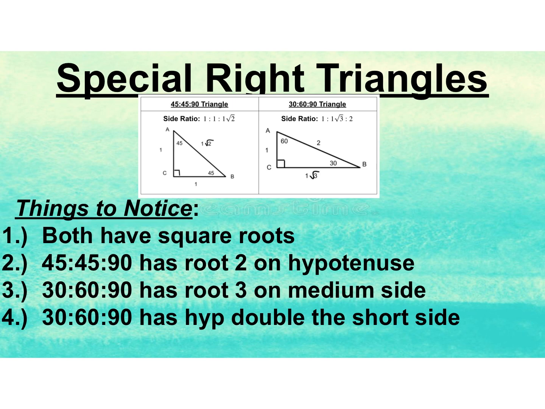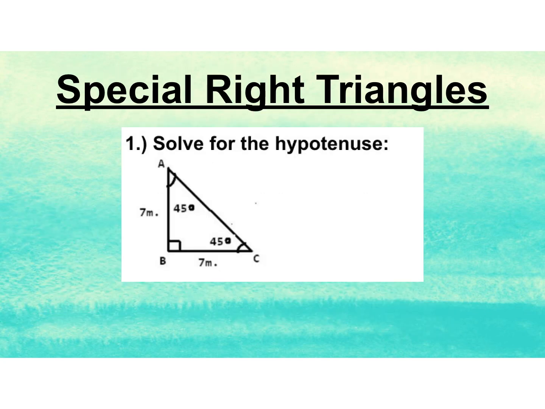So they both have square roots. The 45, 45, 90 has a square root of 2 on the hypotenuse, but on the 30, 60, 90, the square root of 3 is on the medium side, and it's the 30, 60, 90 that has a hypotenuse double the short side. So let's practice.